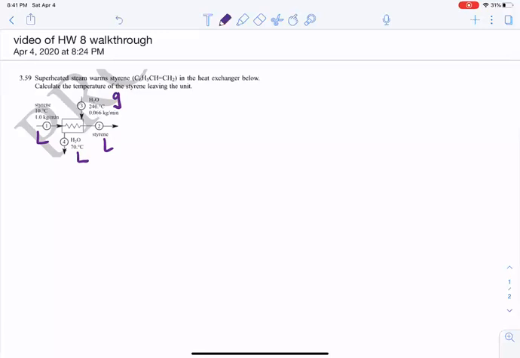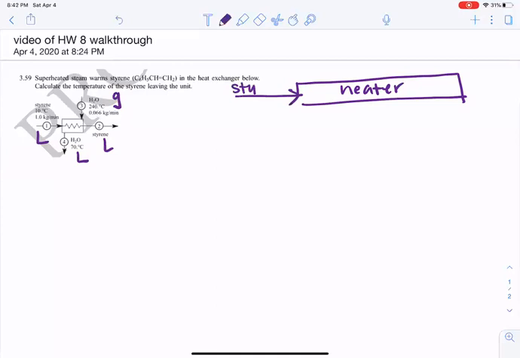And so what's going to happen is we're going to have this heater. And we'll have styrene at 10 degrees C and 1 kilogram per minute entering, and styrene leaving at, let's call it T out. Then we're going to have water entering at 240.